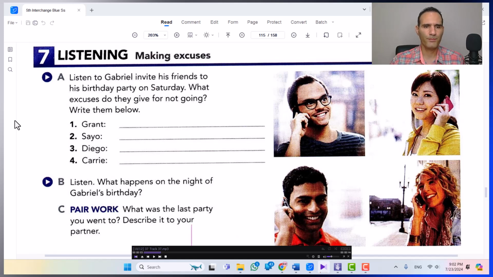So that was so unfortunate for Gabriel, with all his invitations rejected. Now let's go to part B and see what happens on the night of Gabriel's birthday. Part B. Listen. What happens on the night of Gabriel's birthday?